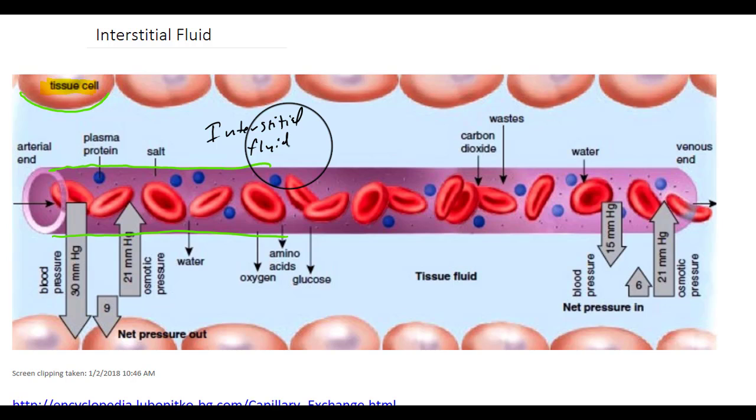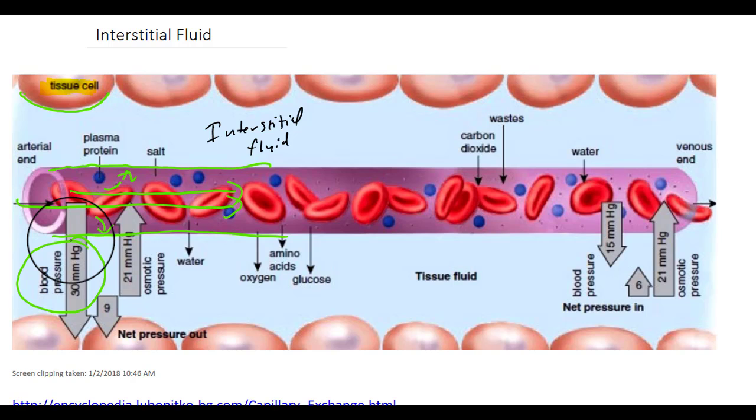What happens in our body is we have blood pressure, and this pressure moves blood through the circulatory system from the arteries to the veins. But just like a balloon, pressure that moves fluid in one direction is moving it in all directions. So it's pushing fluid out of the vessel. And this blood pressure in this case is pushing at 30 millimeters of mercury.